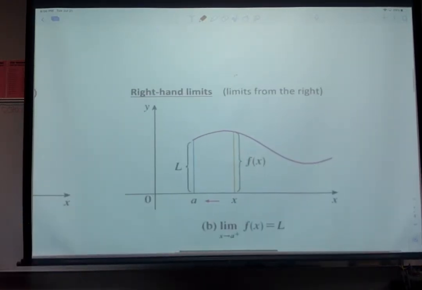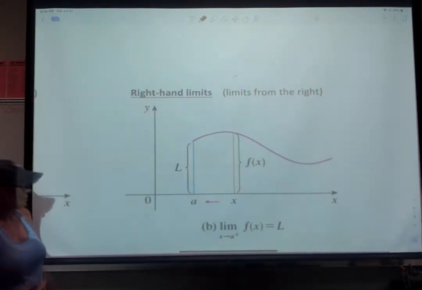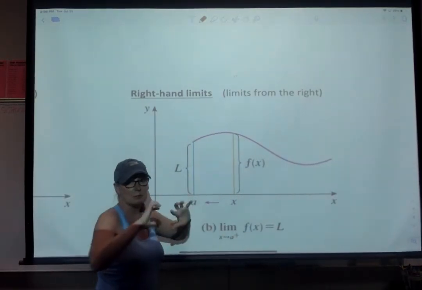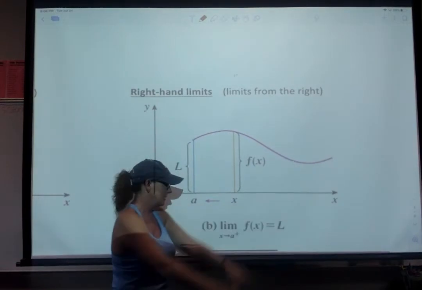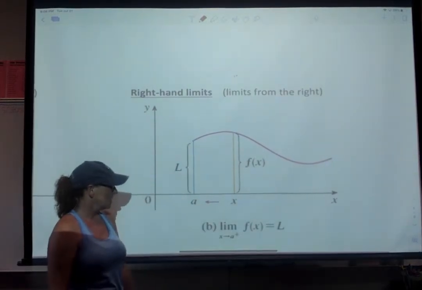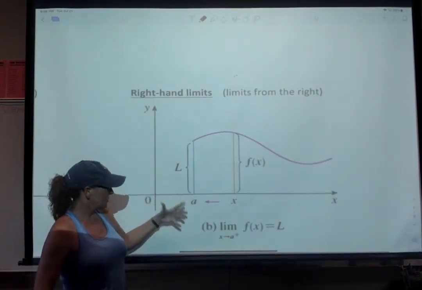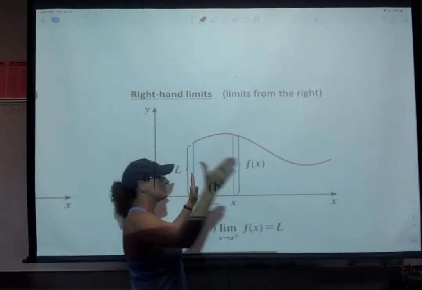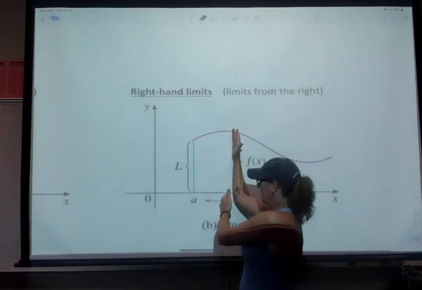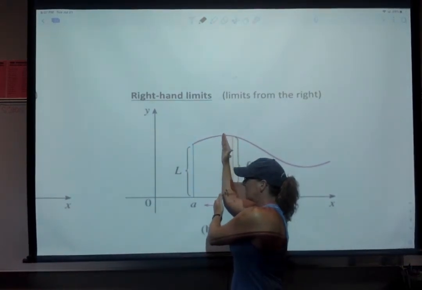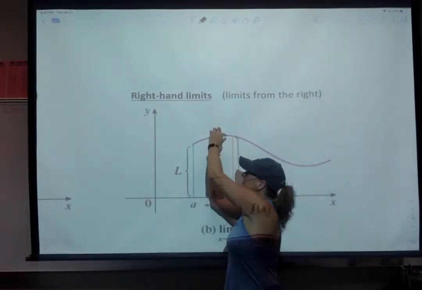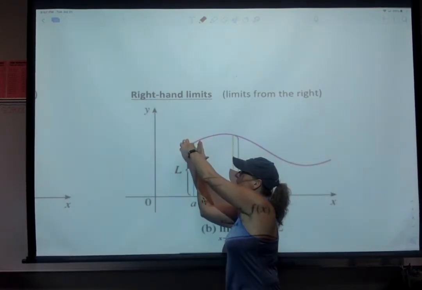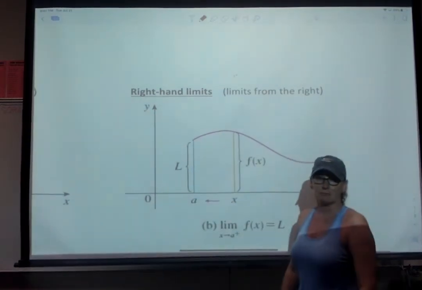Similarly, we've got a right-hand limit. So the limit as x approaches a. Now we've got a little plus sign, so this means from the positive side of a. In order to evaluate this, I'm going to look where a is. And then my eyes are going to move to the right side of a. And I'm going to bring my eyes back in toward a. And I'm going to see, where's my function headed? Where are my y's going? And that's the answer to my limit.